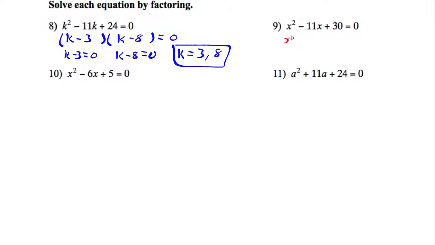For this one here, we're going to have to factor this again. So this is going to be x minus 6 times x minus 5. So we set these equal to 0. X minus 6 is equal to 0. X minus 5 is equal to 0. So we get that x is equal to 5 and 6.